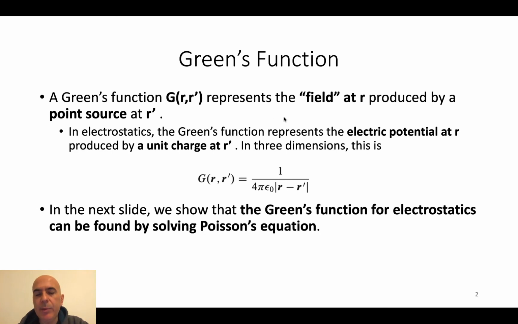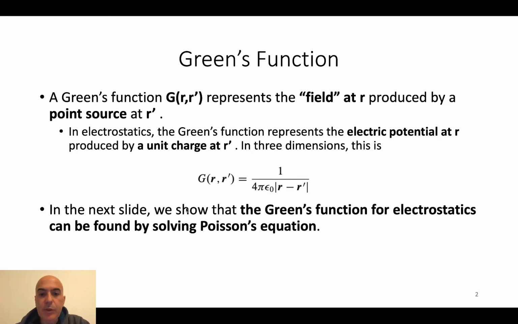In electrostatics, the Green's function represents the electric potential at the position R produced by a unit charge at R prime. So for instance, we can have an electron at R prime and we want to calculate the potential at the position R. R minus R prime is the distance between the two points. In 3 dimensions, this is written as the expression on this slide: G of R, R prime is equal to 1 over 4 pi epsilon naught, divided by the distance.